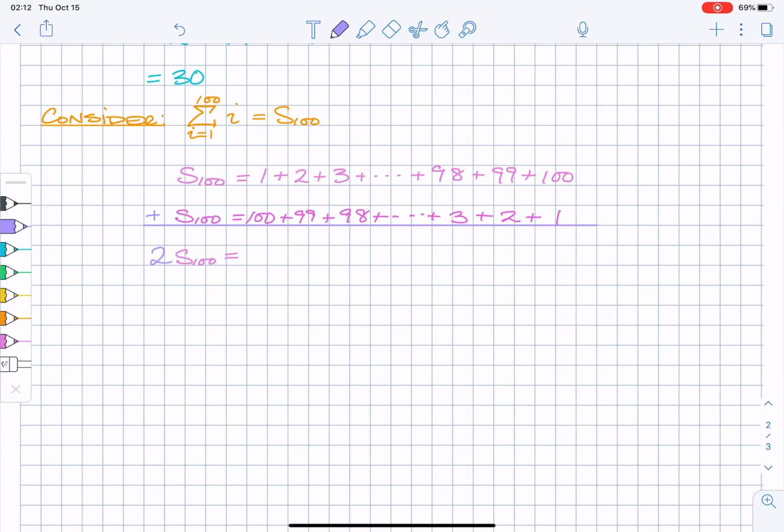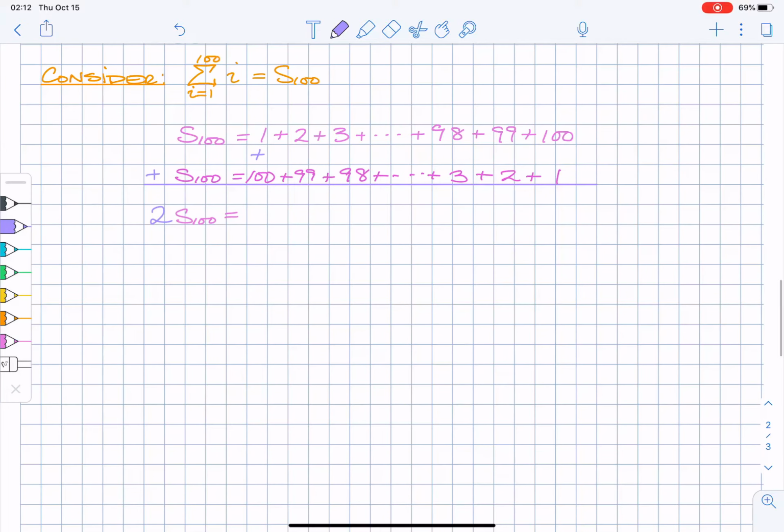So what I'm going to do, I'm going to add 1 and 100. When I do that, I get 101. Then I'm going to add 2 and 99. When I do that, I get 101. Then I'm going to add 3 and 98. When I do that, I get 101.